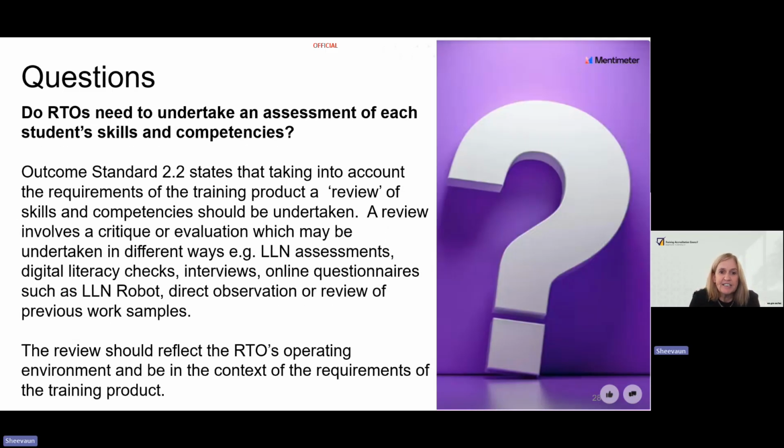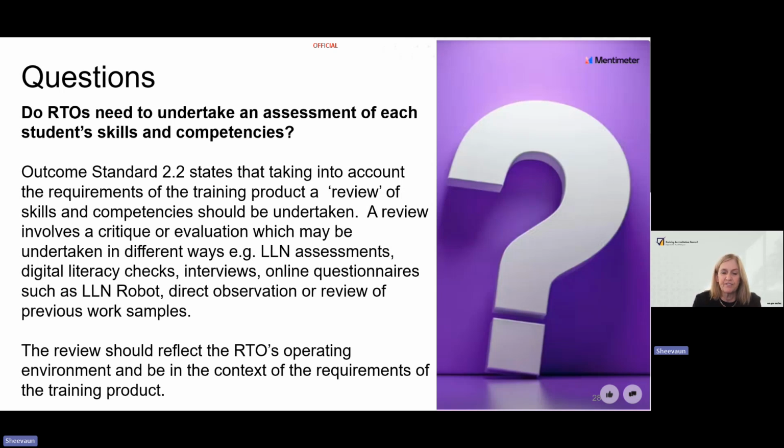Question 2 that keeps coming up. Do I basically need to undertake an assessment of each student's skills and competencies? And I framed that particular question with the word assessment to remind you it's not necessarily an assessment, it's a review. Outcome standard 2.2 states that taking into account the requirements of the training product, a review of skills and competencies should be undertaken. A review involves a critique or evaluation which may be undertaken in different ways through, for example, LLN assessments, digital checks, interviews, online questionnaires, whatever. So there's a lot of different ways to think about how you're actually going to meet this outcome standard.